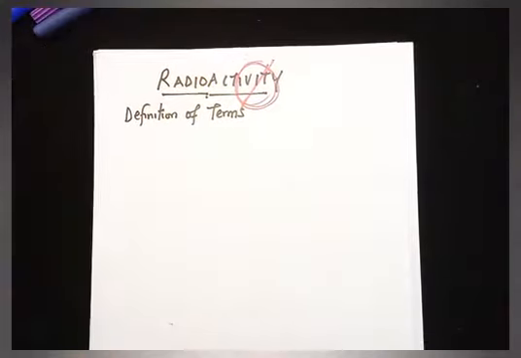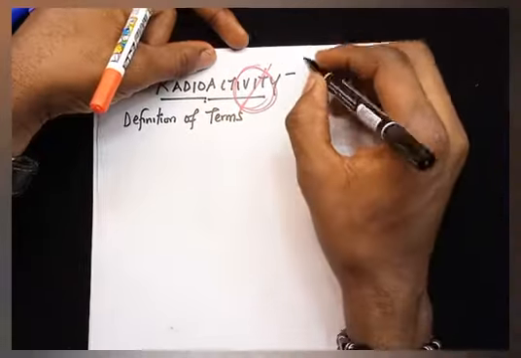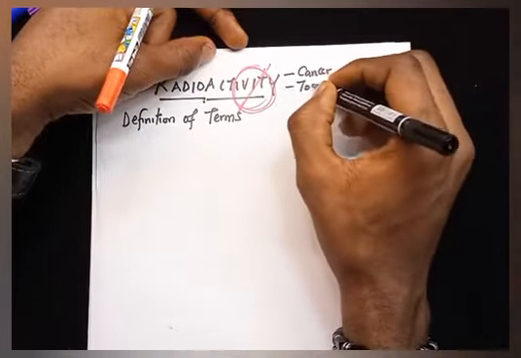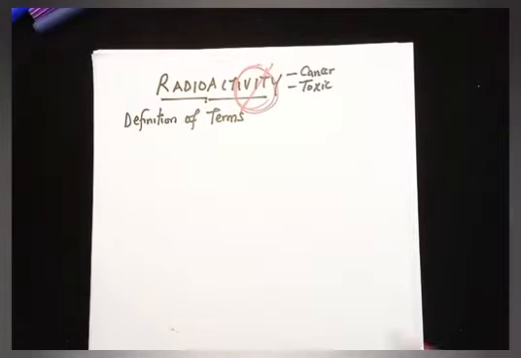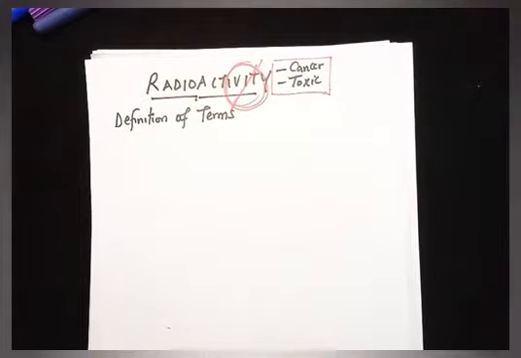Now, this question came out 2 years ago in your exams. Why is radioactivity so dangerous? 1, because it causes cancer. 2, because it is toxic to the population, to everybody. So radioactivity causes cancer and it's toxic. So what is radioactivity and why is it so bad?